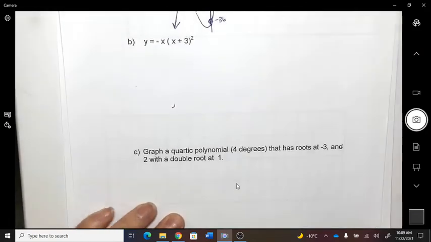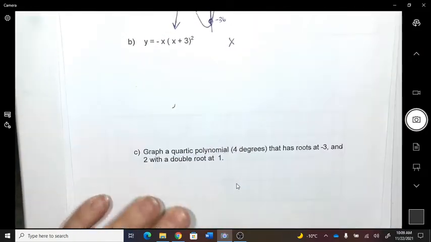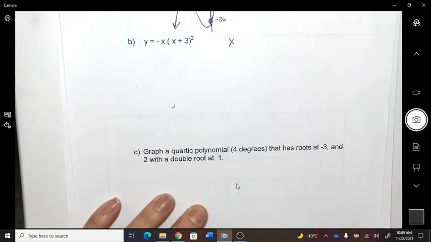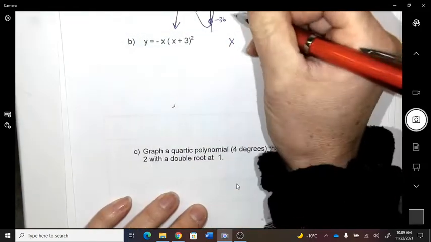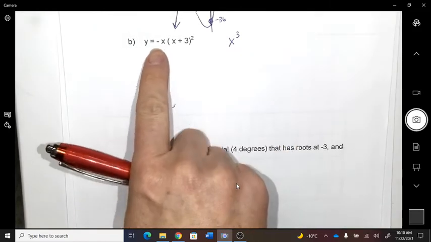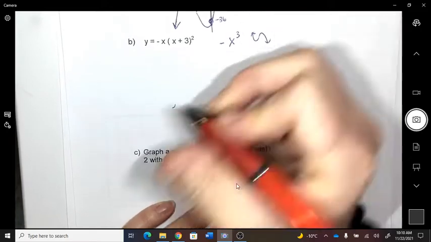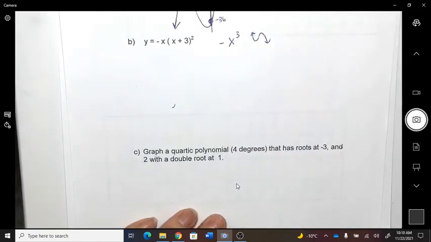Okay, number 2. What is the degree on this situation? It's a what kind of degree? Third degree, a cubic. But what else is pretty important? Negative cubic shape. So I'm thinking something like that in my head right now.